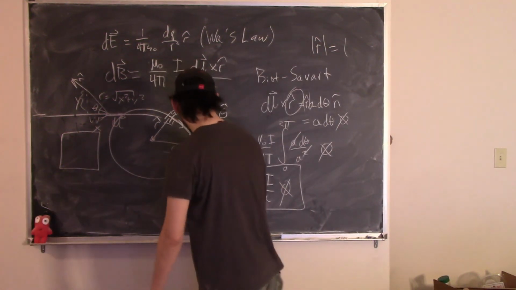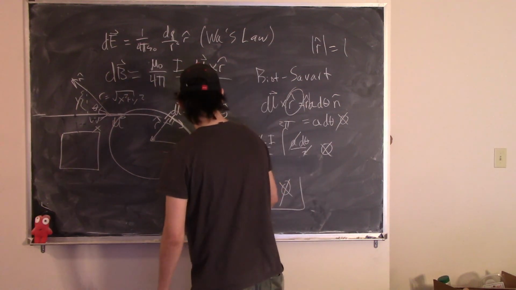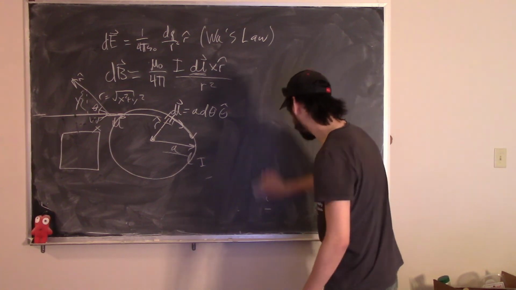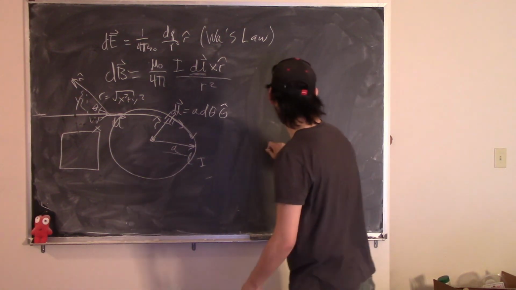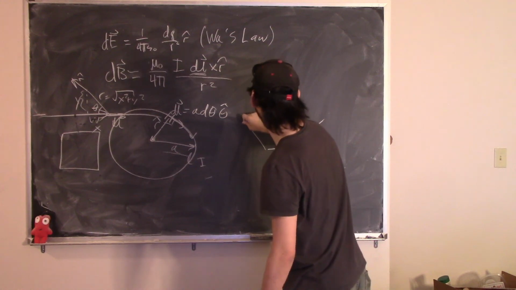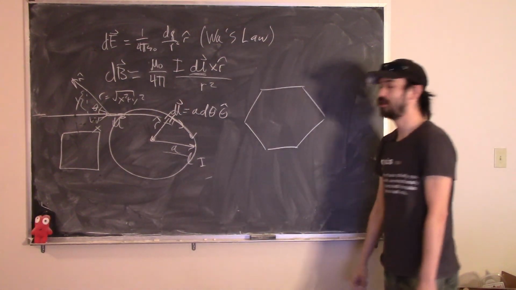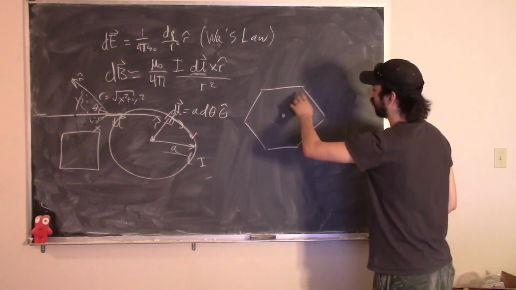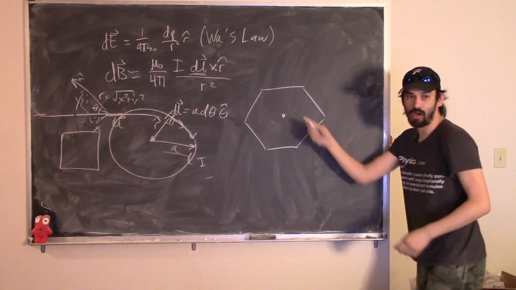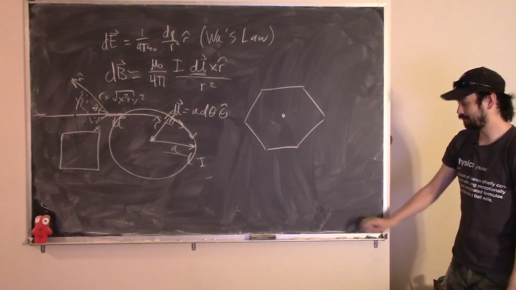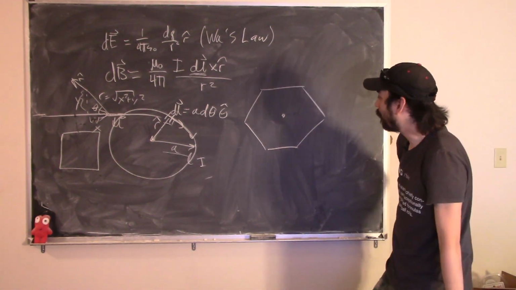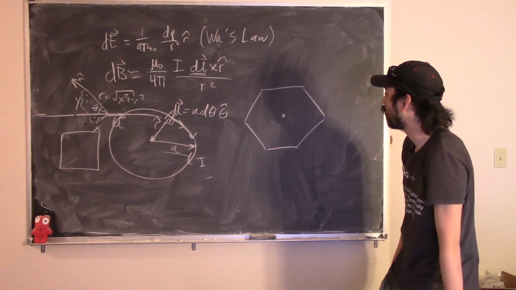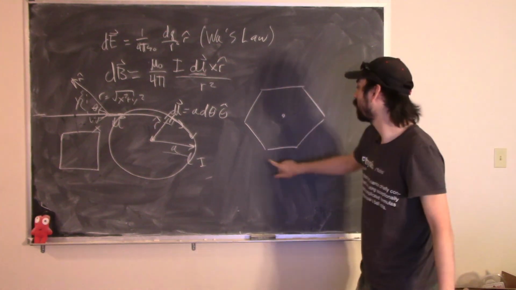In fact, a good question, if I was feeling like a jerk on the exam, would be to give you a hexagon. So you have some current that goes around the hexagon, find the magnetic field at the center. You can, again, you don't have to evaluate 6 integrals. You only really need to evaluate 1, because all the sides are really the same.